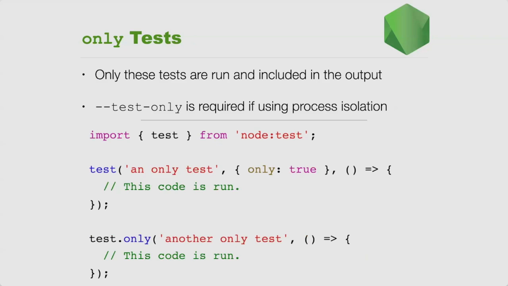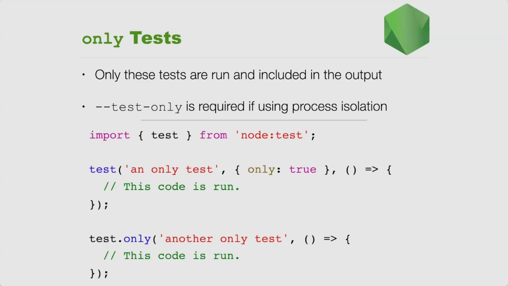Then next, I wanted to talk about only tests. I mentioned when I was talking about skip tests, these are different in the fact that this is filtering, and these tests won't show up in the output at all. So originally, back in like Node 18, I can't remember if we fixed it in Node 20 or not, only tests were treated as skip tests.